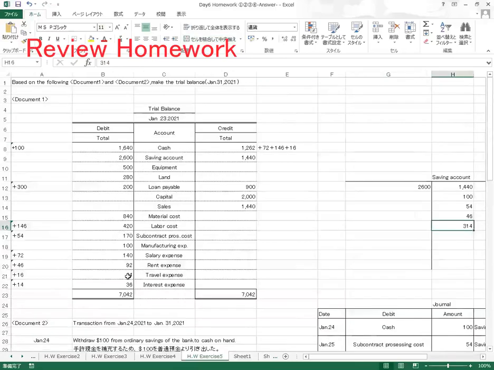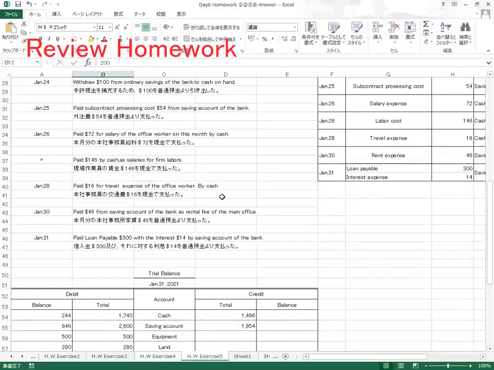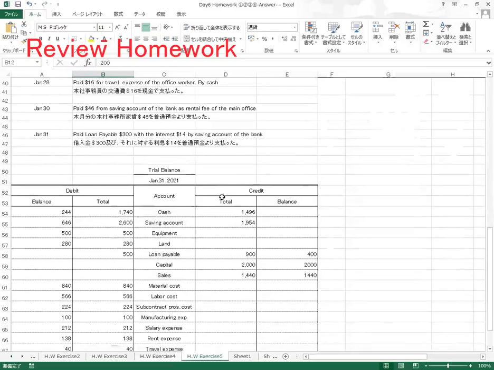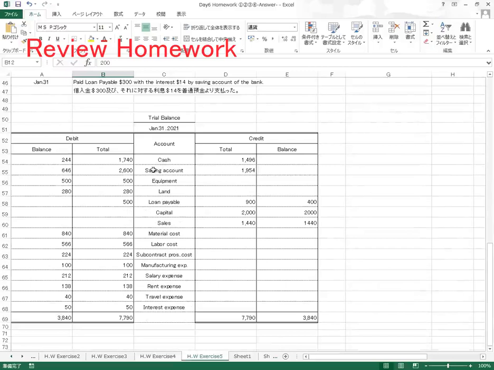You just add cash debit side, cash credit side, and loan payable debit side, and labor cost, subcontract processing cost, and then go to salary expense, rent expense, travel expense, and interest expense. And also go to the T posting of saving accounts. You can make the total of the saving accounts. Did the total?